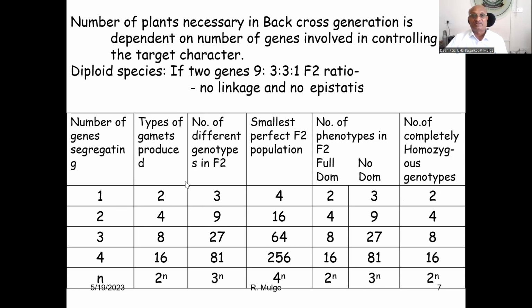If you take 2 genes, 2 genes means there will be 4 types of gametes produced, and the number of different genotypes in F2 will be 9. I'll show you just one example here. We'll come back to this.